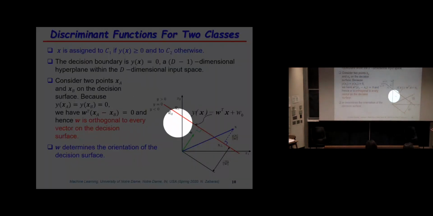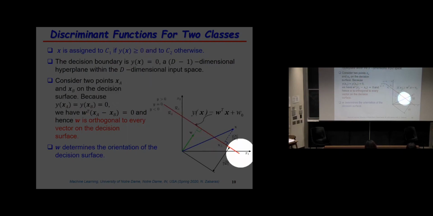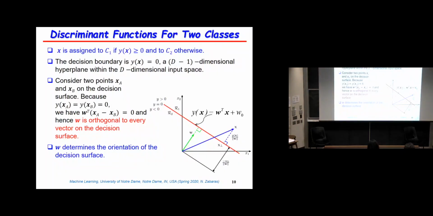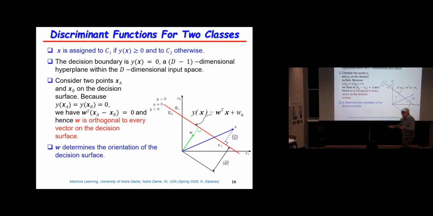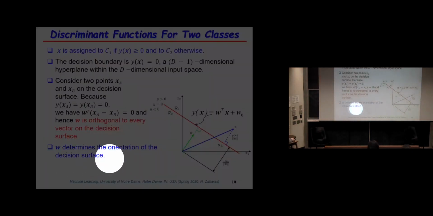If you take 2 points A and B on the plane, we said y equal to 0 is this line. So if you take 2 points, and you substitute, this is w transpose xA plus w0, and you do the same thing for the other, and you subtract these two equations, you get that w transpose (xA minus xB) equals 0. And xA minus xB is a vector on that line. So w has to be perpendicular to the line and, in general, to the hyperplane. So remember, w defines the orientation of the decision surface.